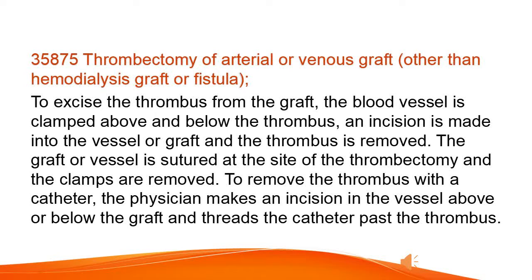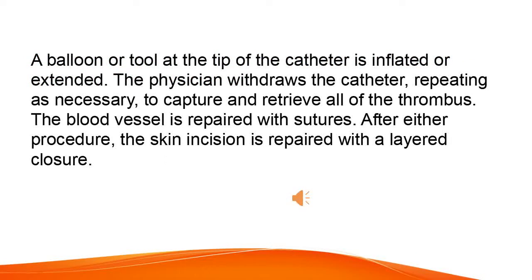To remove the thrombus with a catheter, the physician makes an incision in the vessel above or below the graft and threads the catheter past the thrombus. A balloon or tool at the tip of the catheter is inflated or extended. The physician withdraws the catheter, repeating as necessary, to capture and retrieve all of the thrombus. The blood vessel is repaired with sutures. After either procedure, the skin incision is repaired with a layered closure.